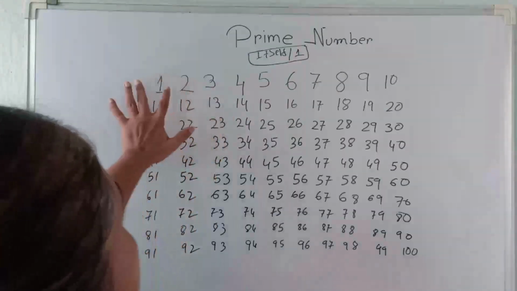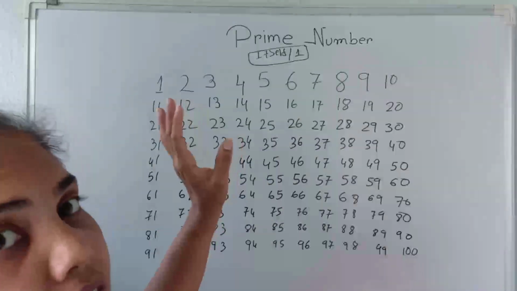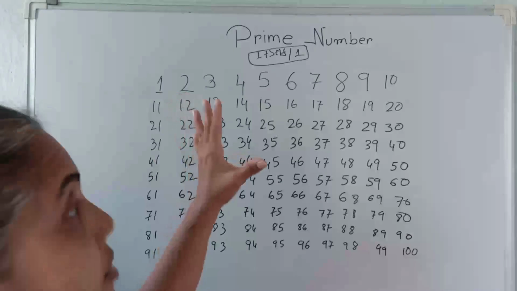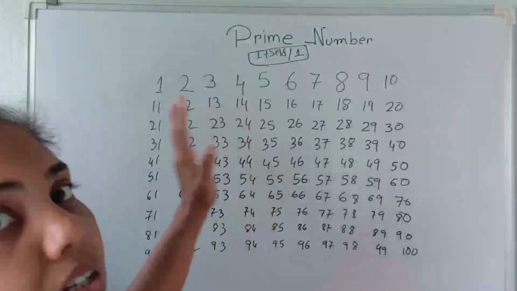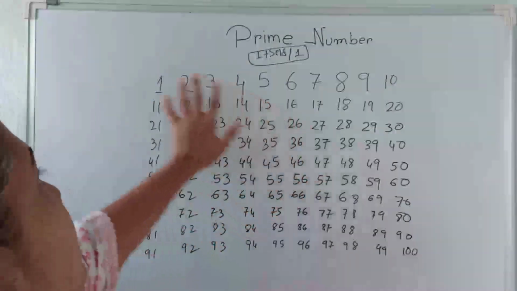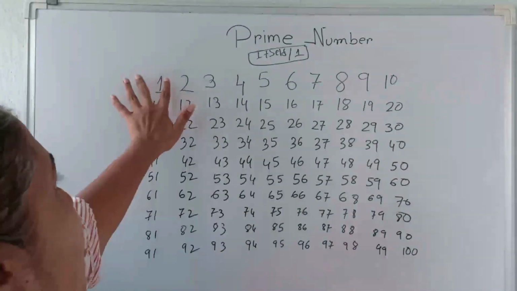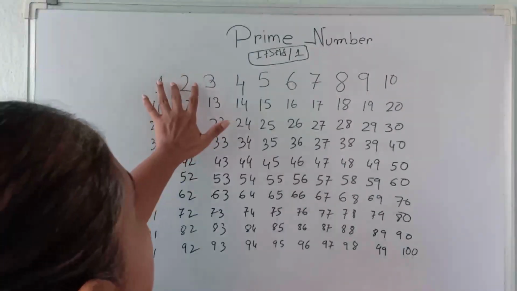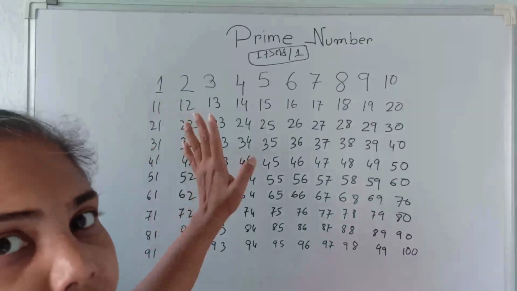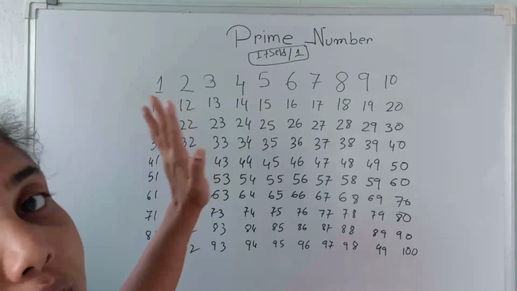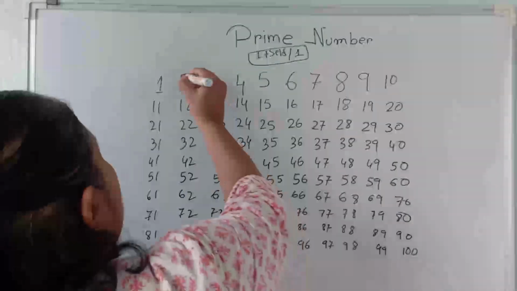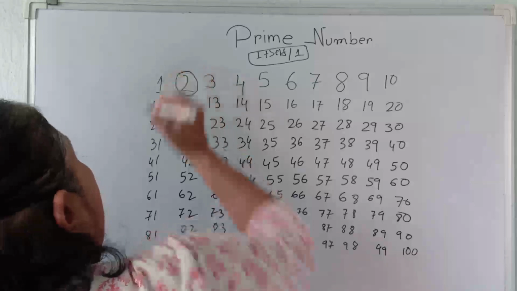Okay. So first, 1. We cannot divide 1 by any other number. We can divide 1 by 1. But 1 is neither a prime number nor a composite number. So just leave 1 out of this table. Let's start with 2. We can divide 2 by 2 itself or by 1. So 2 is a prime number because we can't divide 2 by any other number.